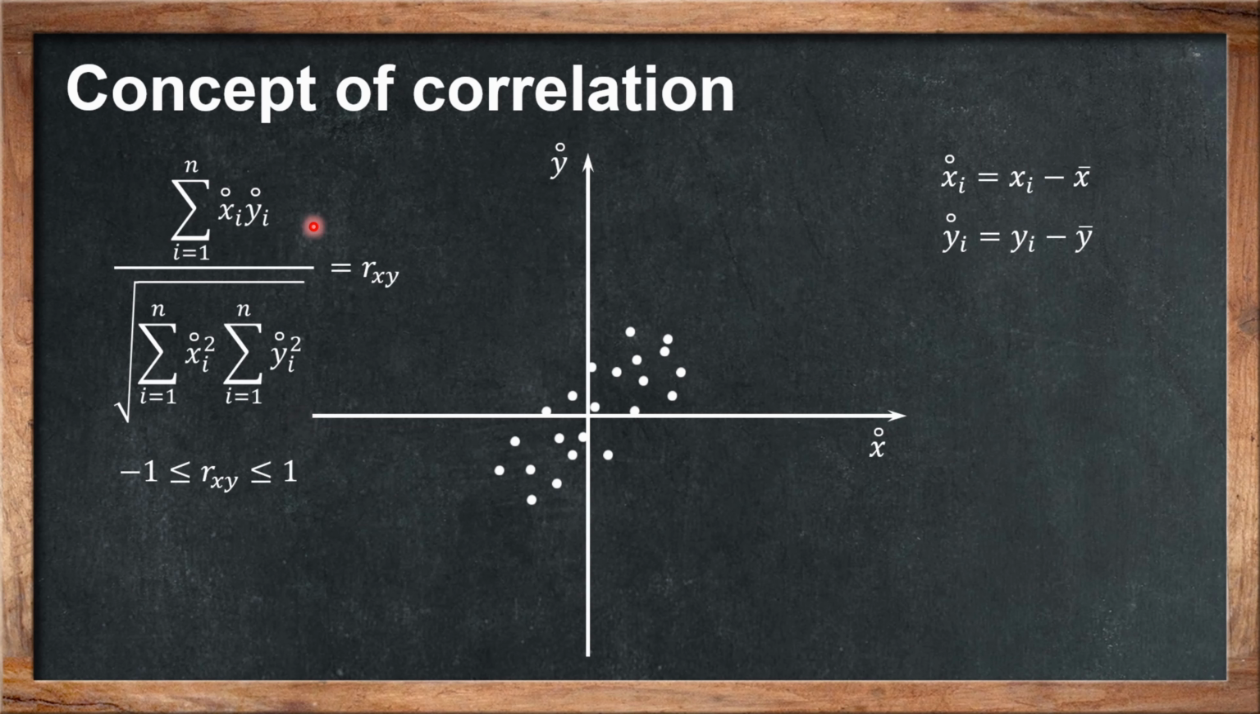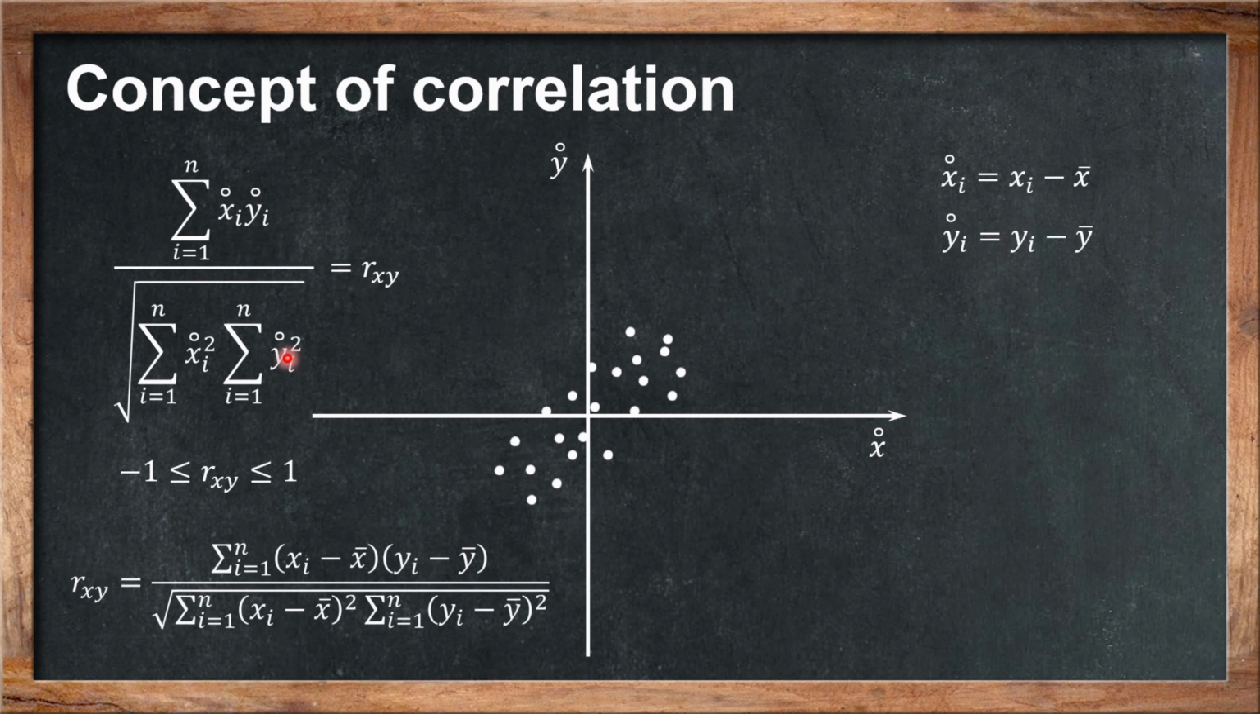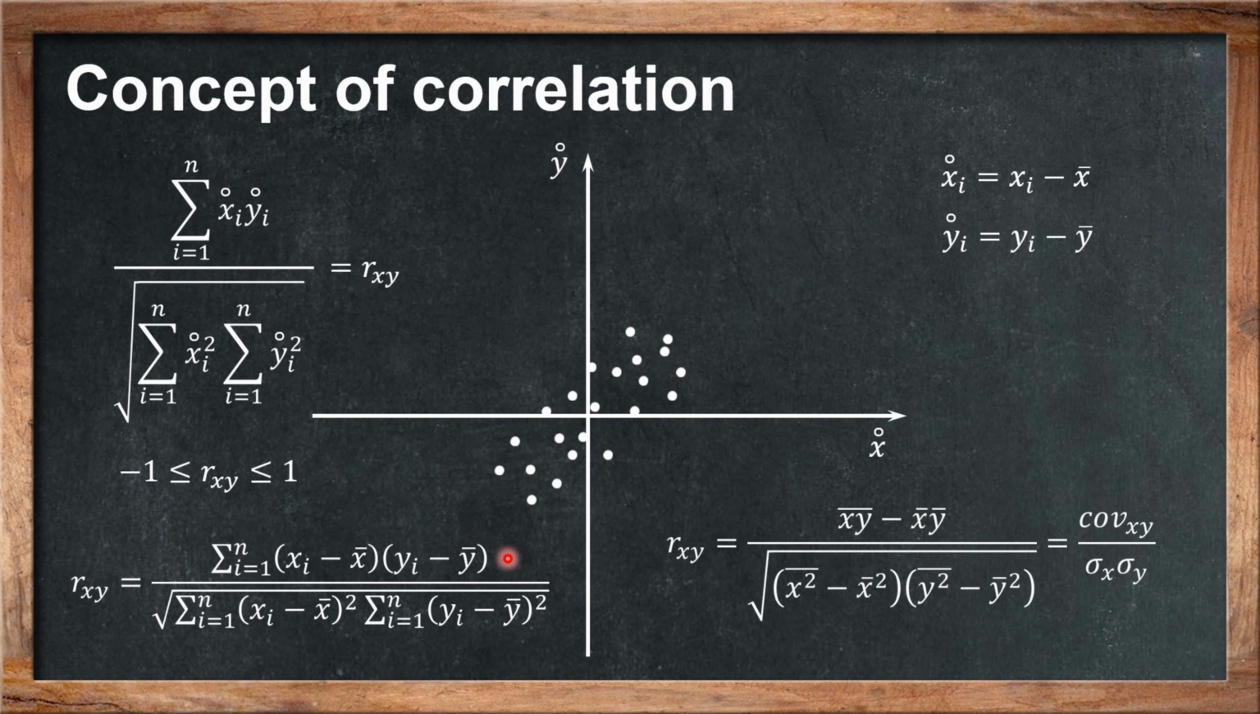Now, if we substitute x scaled and y scaled with the initial values that we had, we would get the formula like this. You see, that's the same thing, just substituting x scaled and y scaled with x sub i minus x average and y sub i minus y average. And this can also be simplified to this analytical form.